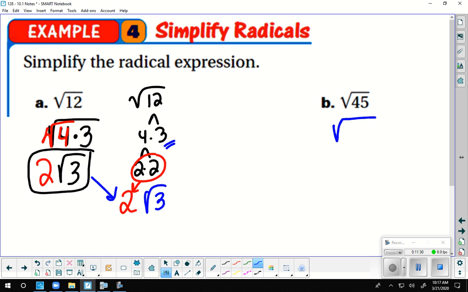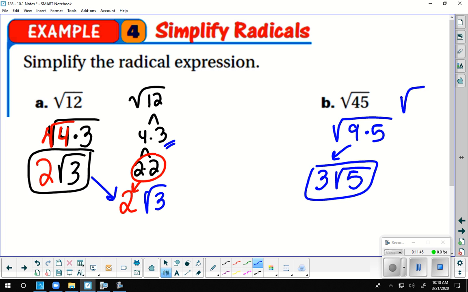Square root of 45. Well, 9 is a perfect square factor that goes into 45. And we know that the square root of 9 is 3. And 5 is not a perfect square, so 5 stays under the radical. Now, if you made a factor tree, you would get the same thing. Okay, 45, we could say 9 times 5.